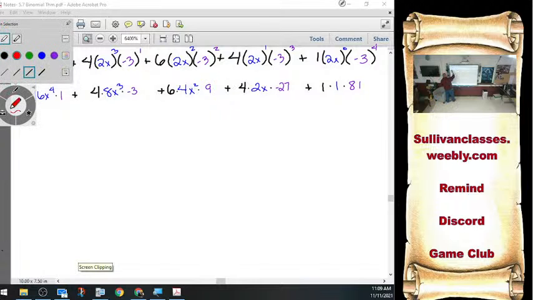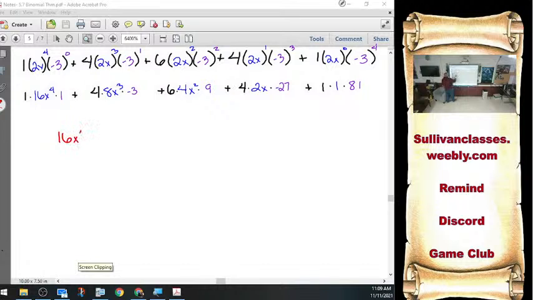And then finish it off. 16x to the fourth minus 96x cubed. Right? All right. 24, 9, no. 36. Oh, yeah, it's 216. X squared minus 8 by 9, 72, 3, 216 again.